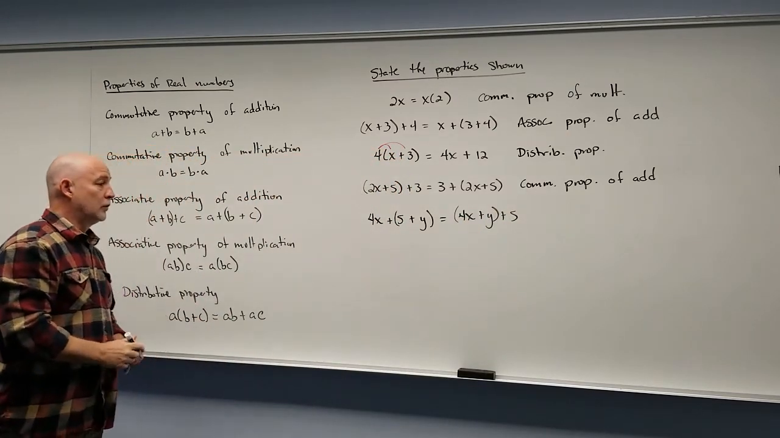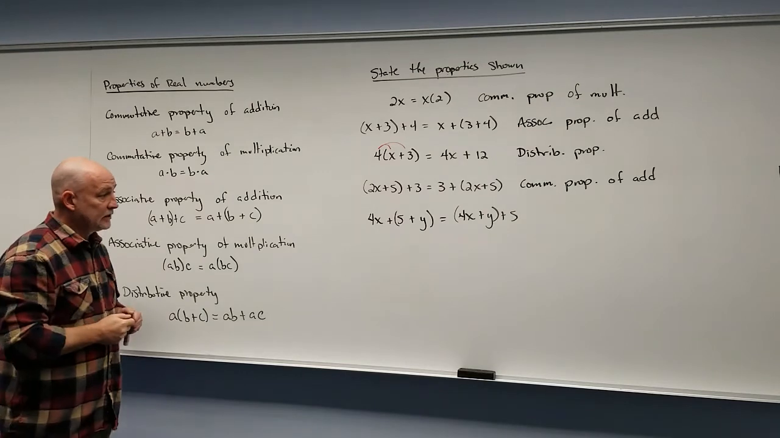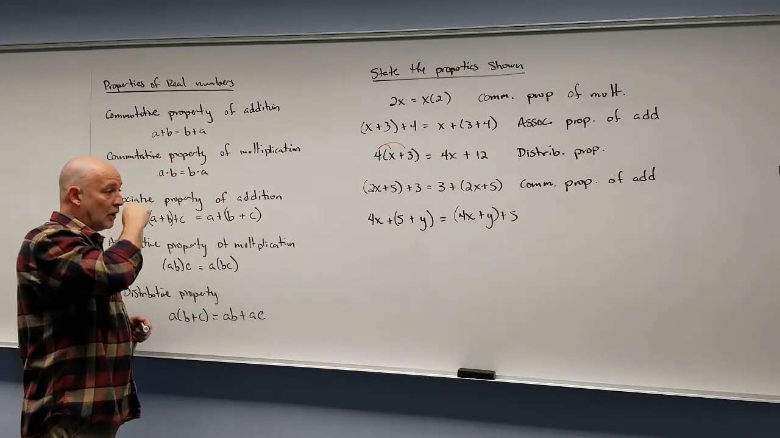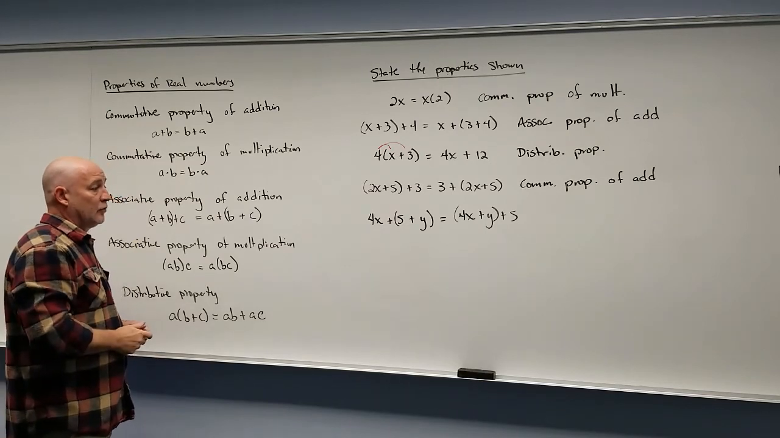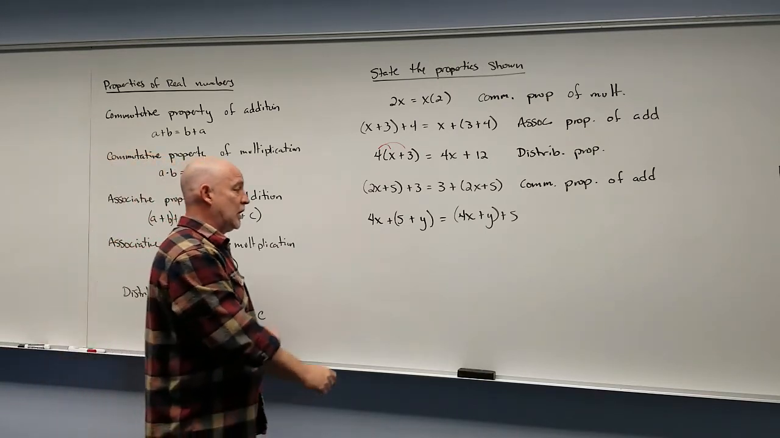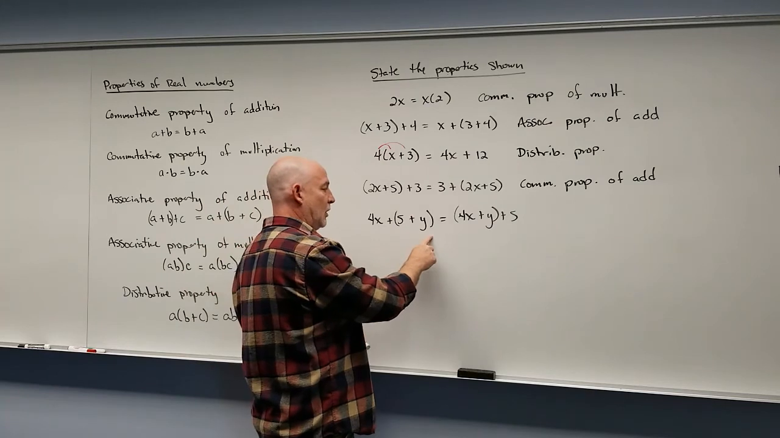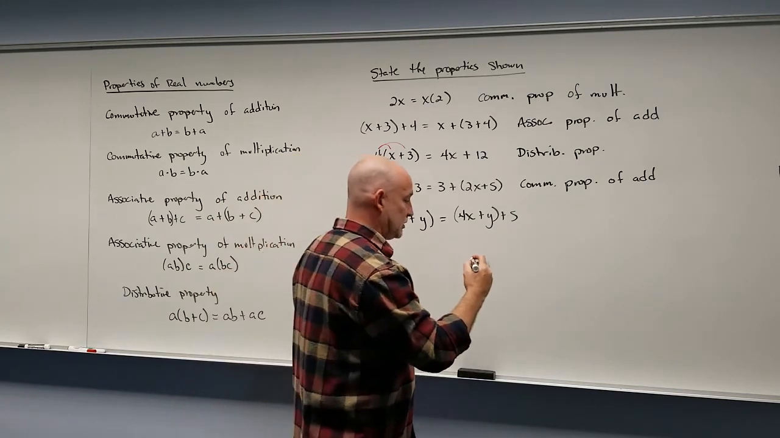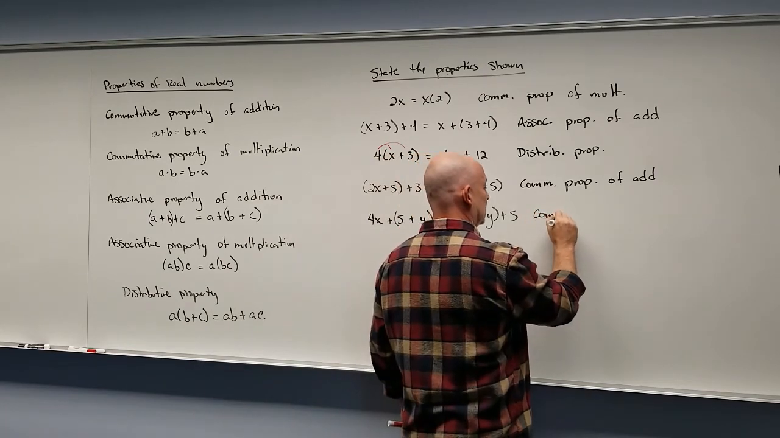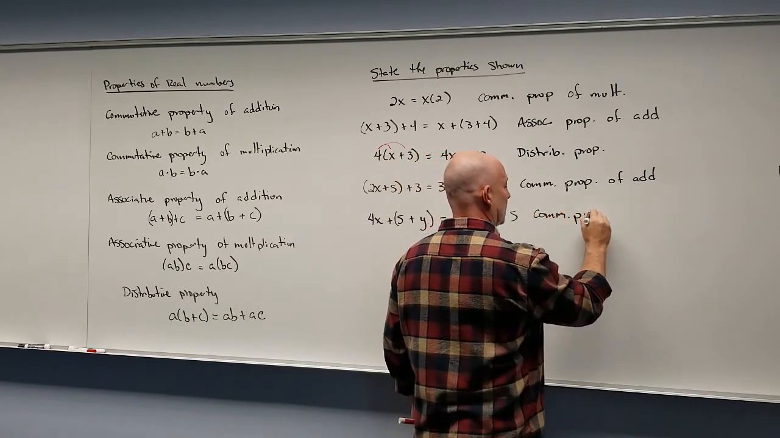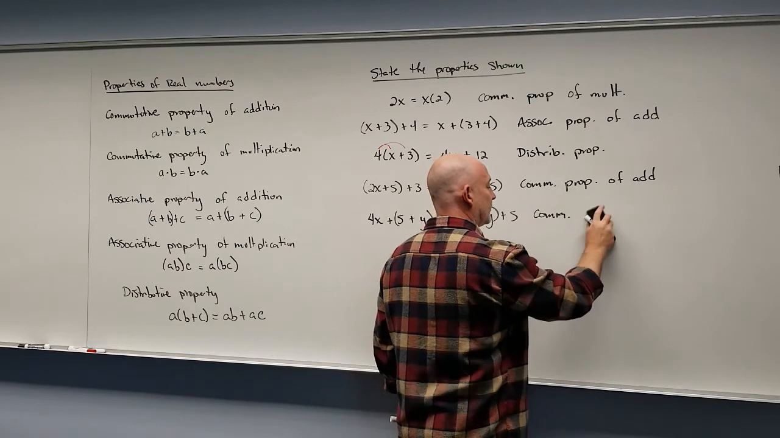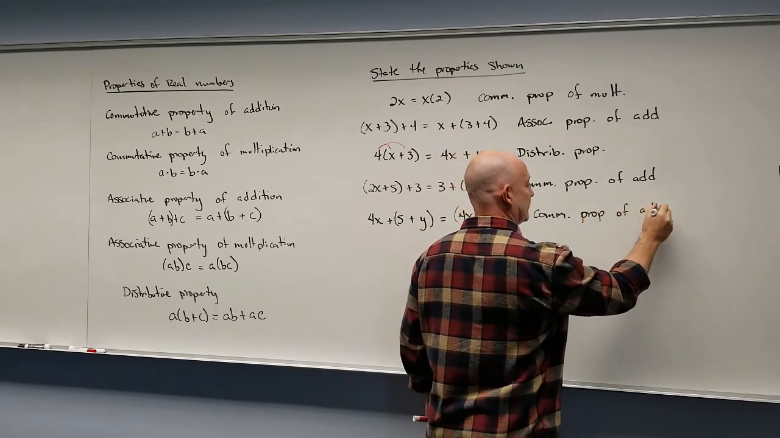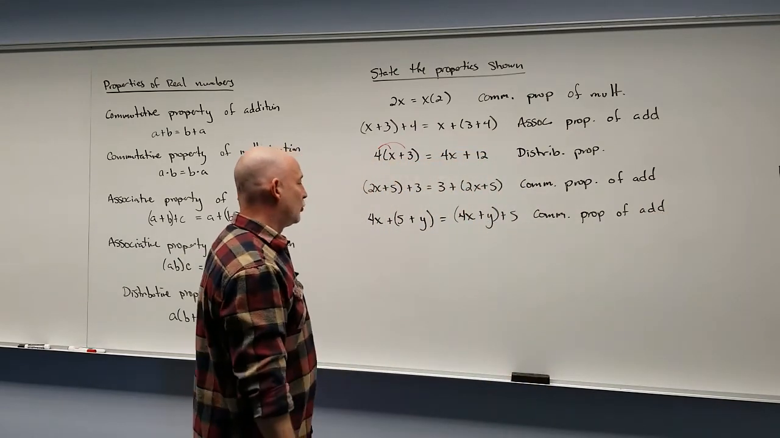All right, once again, let's take a look at this. This is not the distributive property because we don't have multiplication and addition there. So let's see if it's the commutative property. Did the order of these things change? 4x, 5, and a y, 4x, y, and a 5. So yeah, we did have an order change. So this would be the commutative property of addition.